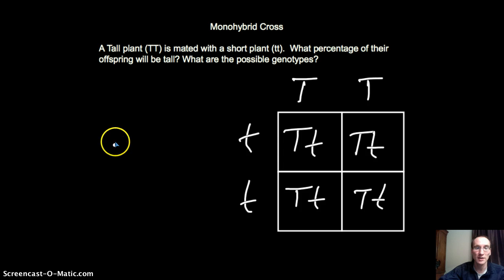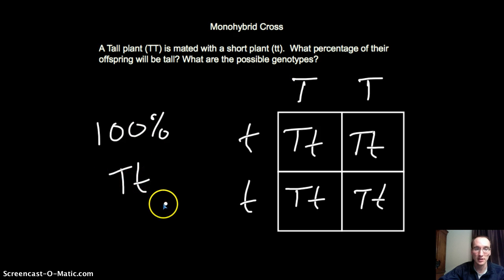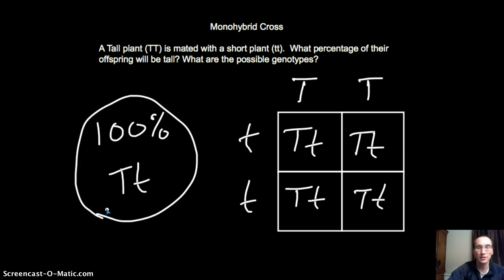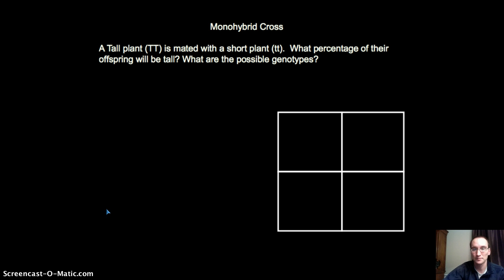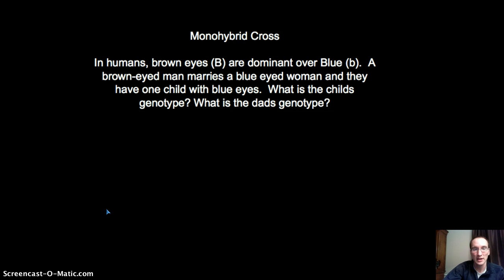So what percentage of the offspring will be tall? Well, I'll write down 100%. Okay, and what are the possible genotypes? Big T, little t, for all of them. That's the only possible genotype. I can circle it, and that's my answer. Okay, take a look at this one.